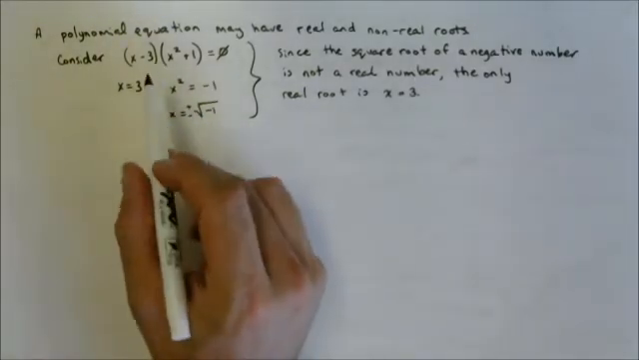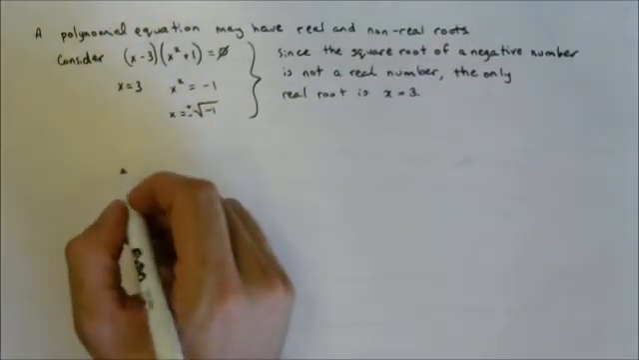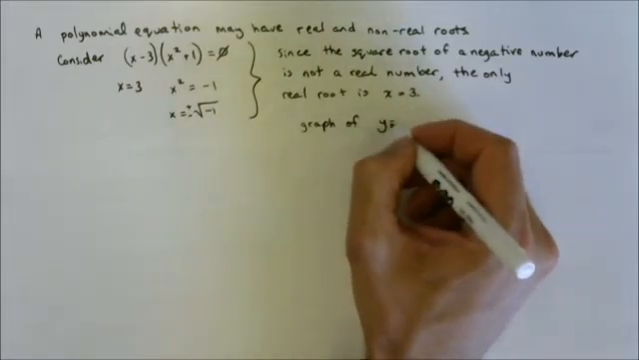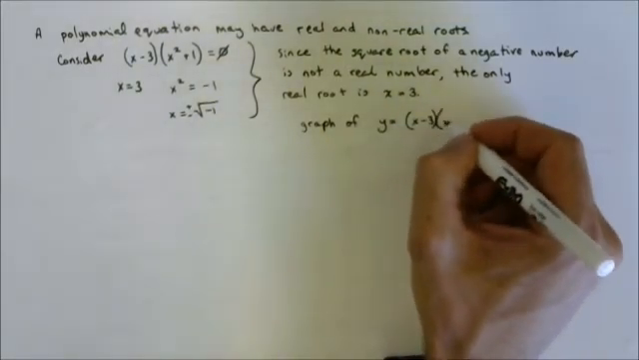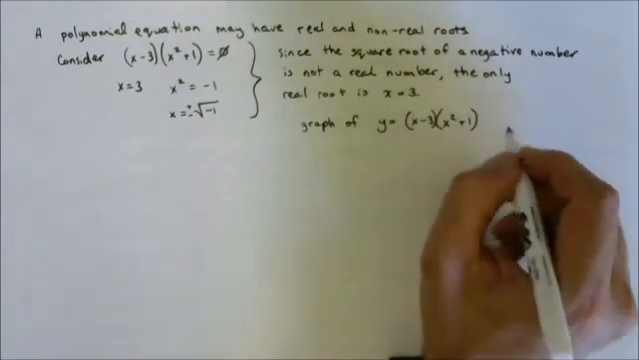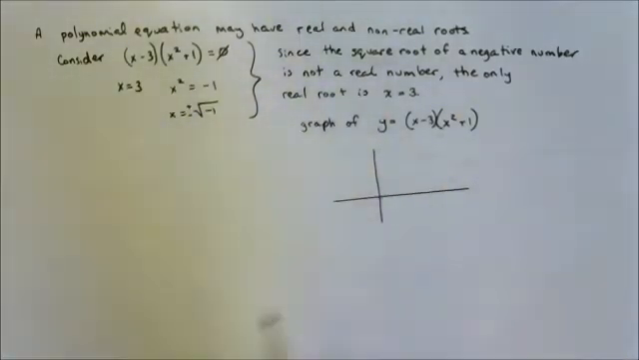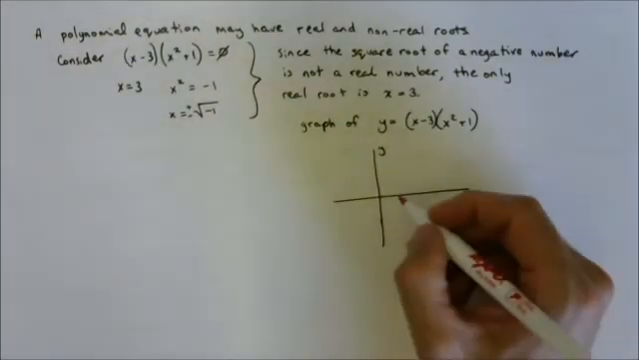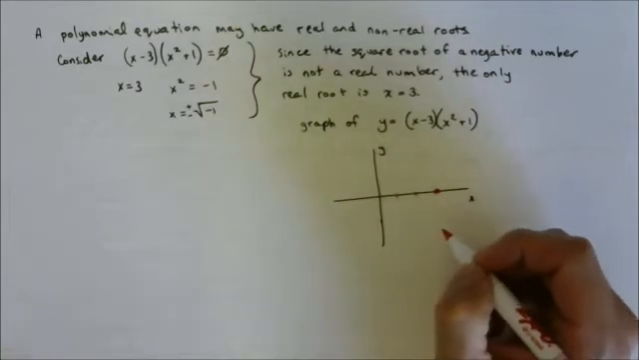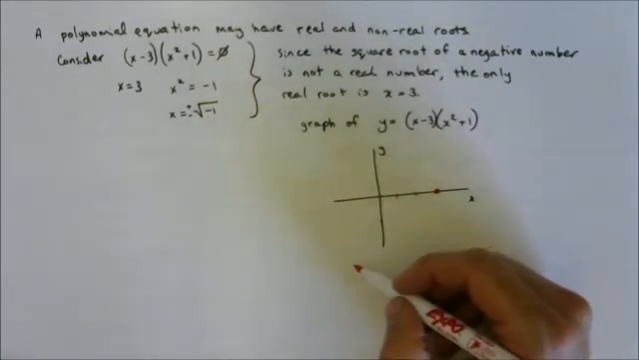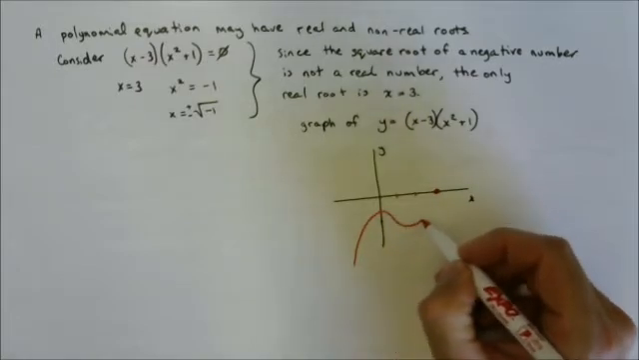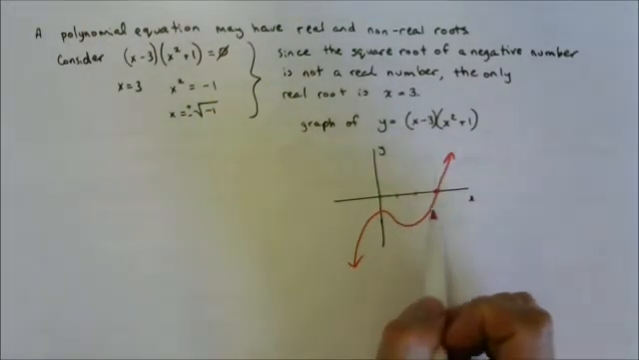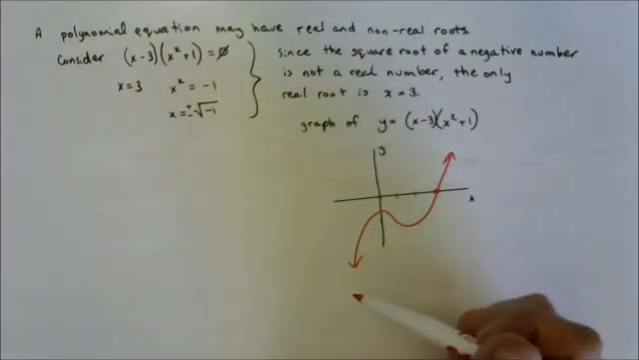I'll just draw what the corresponding graph looks like. So maybe just, I don't know if you have space for this, but graph of y equals x minus 3 times x squared plus 1. Basically, you have your y, your x. It's just a quick sketch, but we have one real root at x equals 3, and there are no other roots. So this one kind of looks like this. Okay, you'd never know by looking at it, but it is still a cubic and it only has one root. So it's only going to cross the x-axis once.